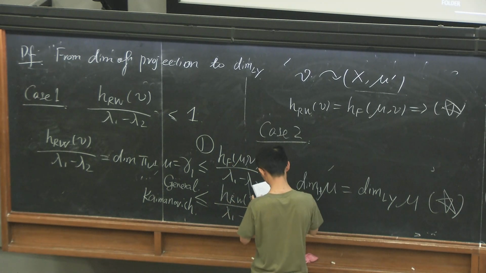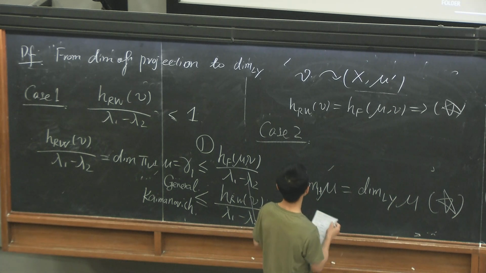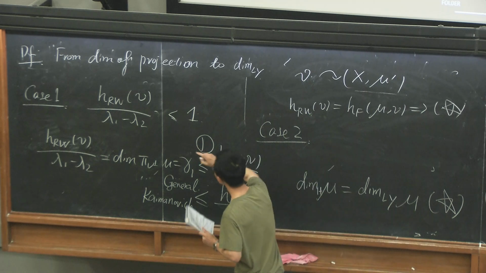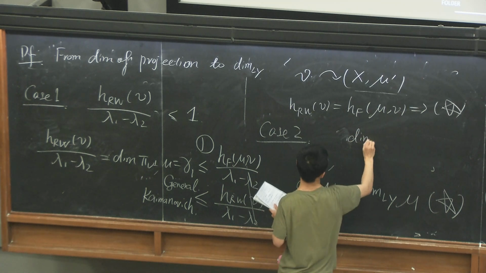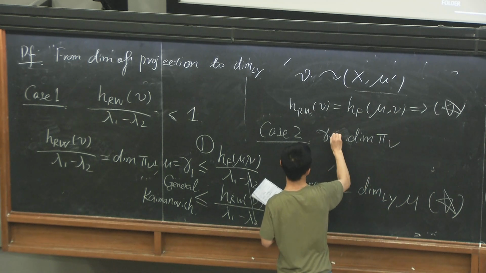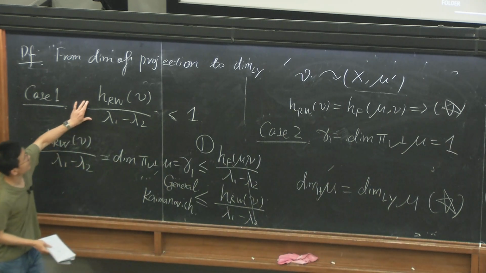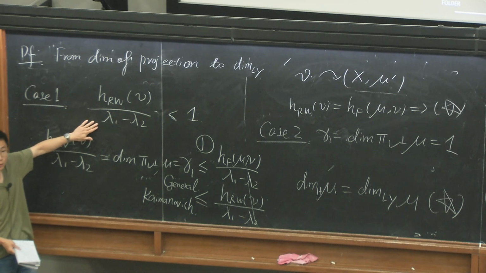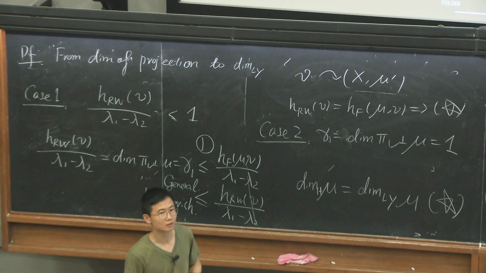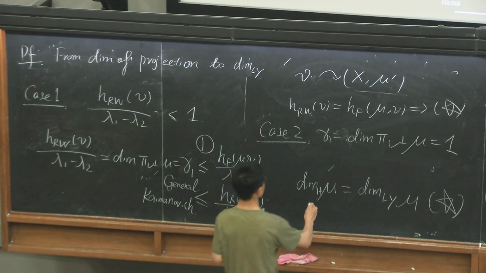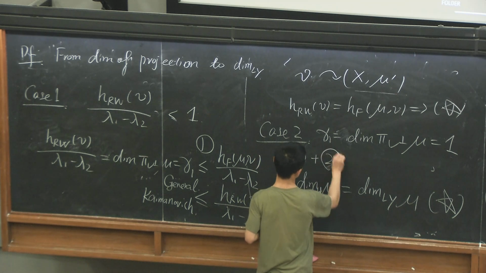And case 2 is simpler. Case 2 means that the dimension of the projection, gamma 1, is equal to 1. Since case 2 means that the random walk entropy divided by lambda 1 minus lambda 2 is greater than 1, then from the theorem on the dimension, you know this dimension must be 1. So gamma 1 is 1, and you have no choice. Then from cases 1 and 2, you get the result.